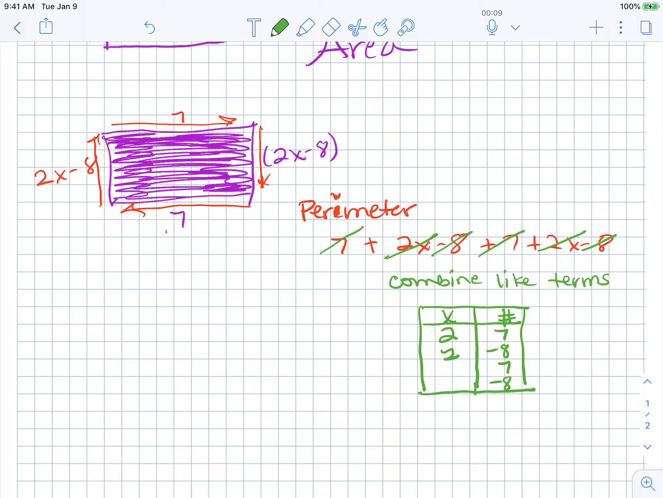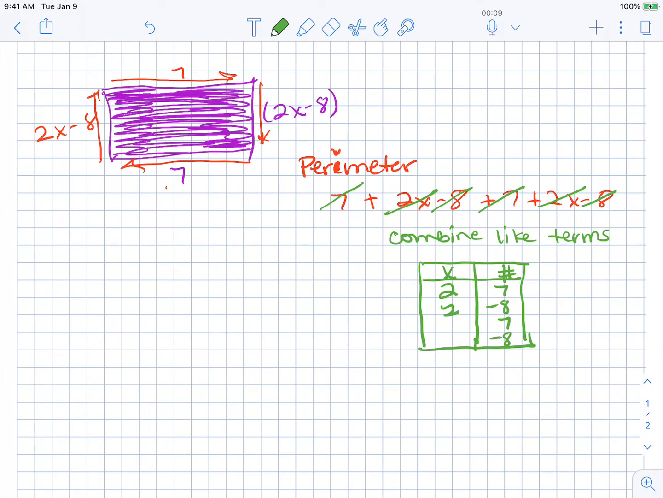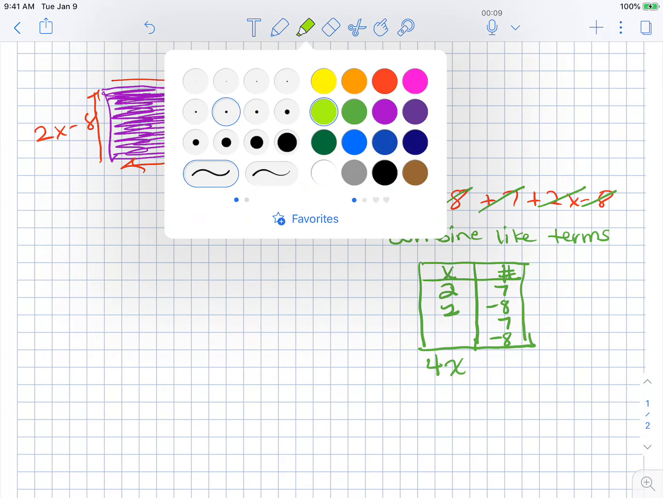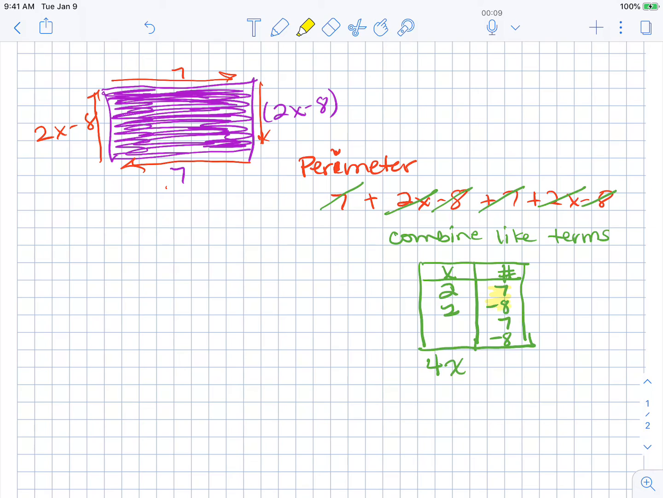So I can add these things in the columns together, and when I do, 2 and 2, well, that's 4. This is 4x. And then when I add these together, 7 minus 8 is going to give me negative 1. And I have another negative 1, which is going to give me negative 2. So I have negative 2 here. And this is my answer for my perimeter: 4x minus 2.